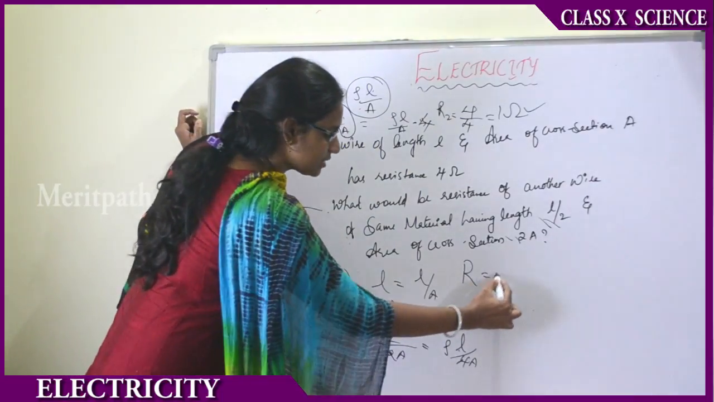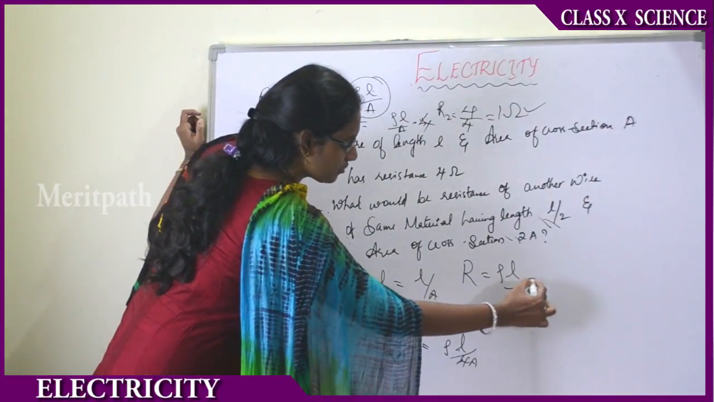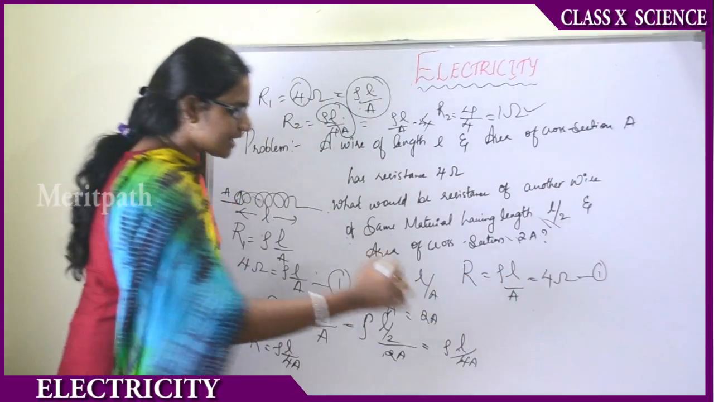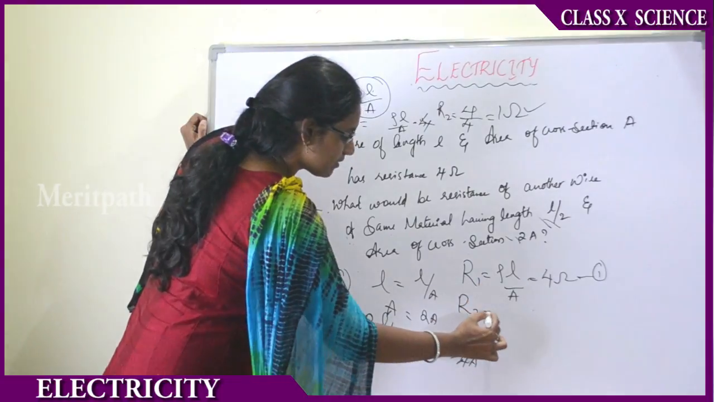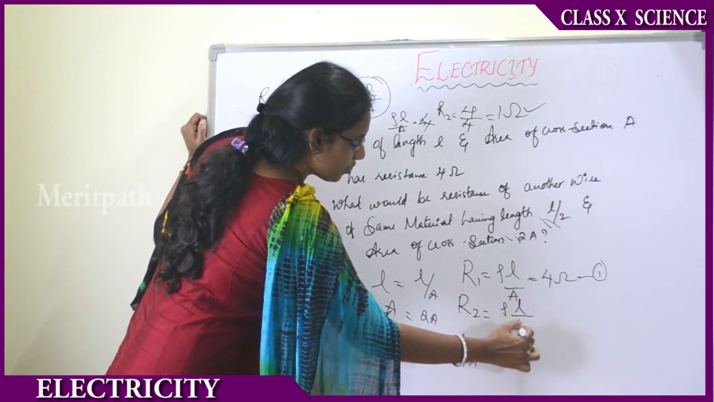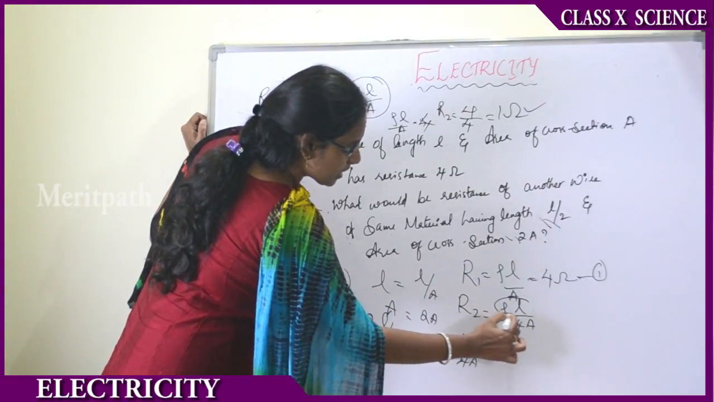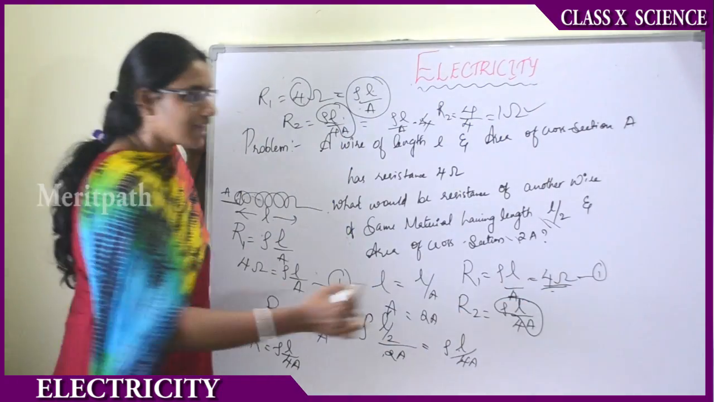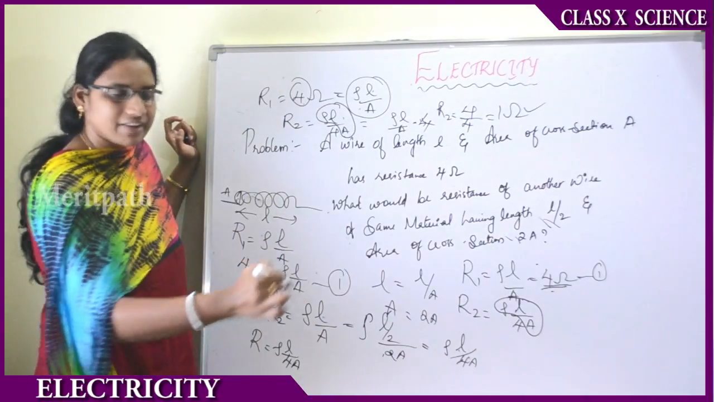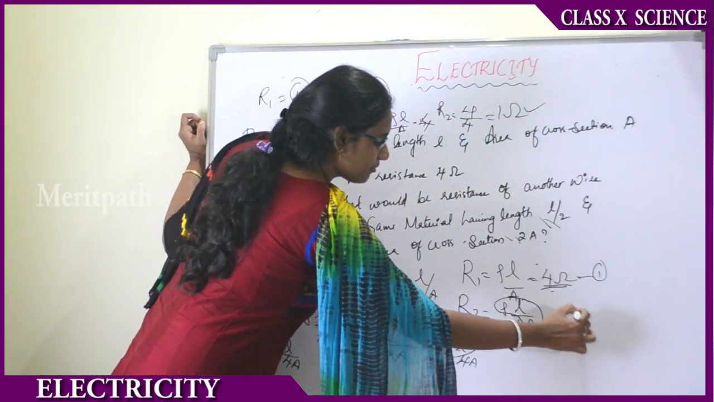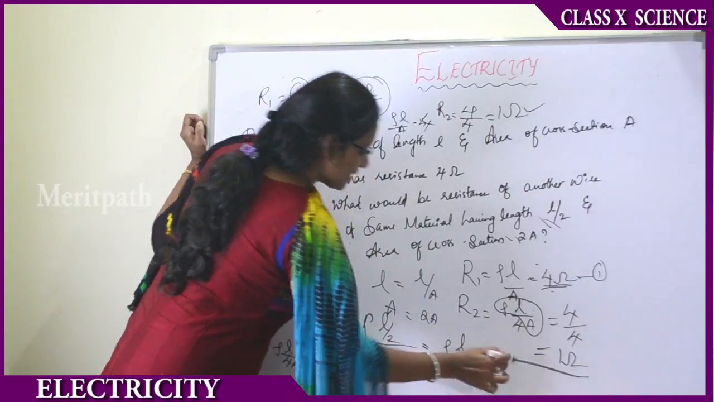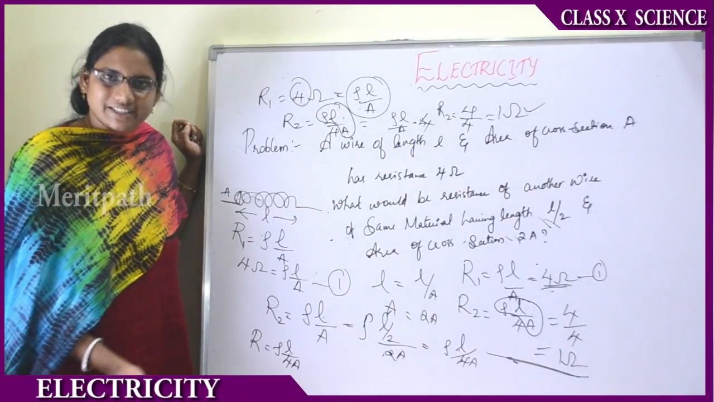See, R equals rho L by A equals 4 ohms for the first conductor. Now for the second conductor we got R2 equals rho L by 4A. This rho L by A value equals 4, which we got in the first equation. We will substitute that in the second equation and we will get 4 by 4, that is equal to 1 ohm as resistance offered by the second conductor.